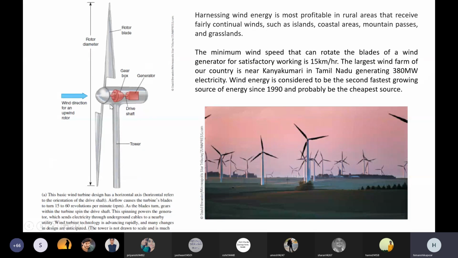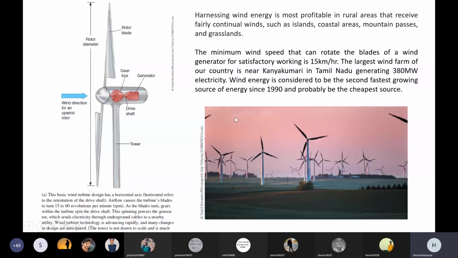So, do you know that the largest wind farm in our country is located in Kanyakumari in Tamil Nadu? Why do you think so? It is in Kanyakumari. What could be the logical thing behind it? Air from oceans, I guess. Yeah, exactly, it is surrounded by oceans. So you have good gradients of moving air over there. So that is why it is located in Kanyakumari, and it is generating around 380 megawatts of electricity.